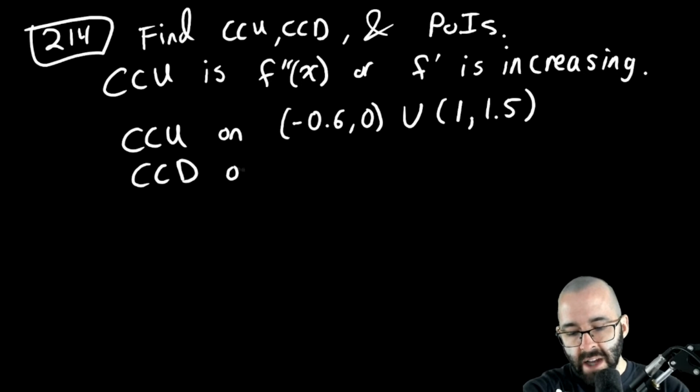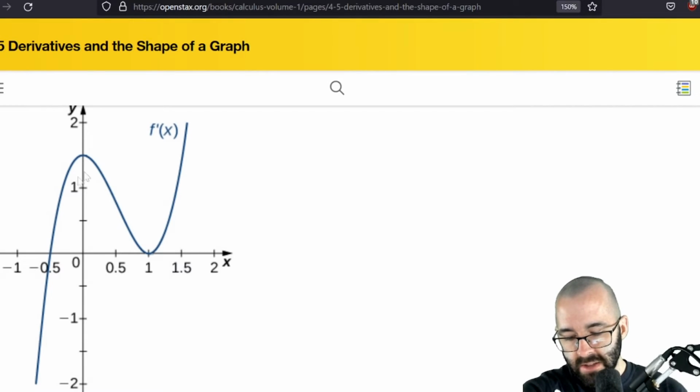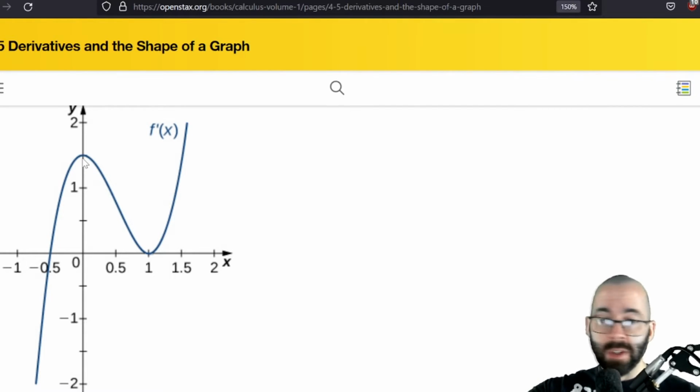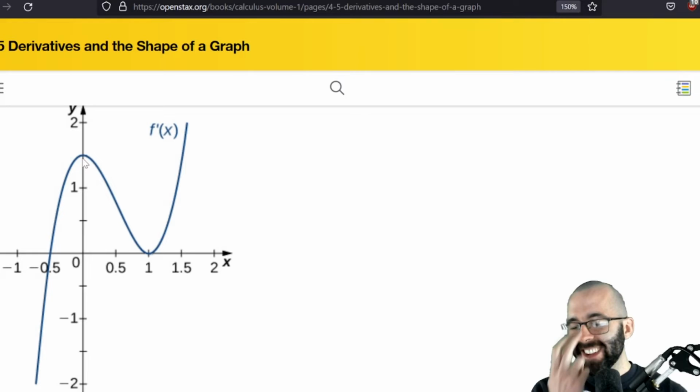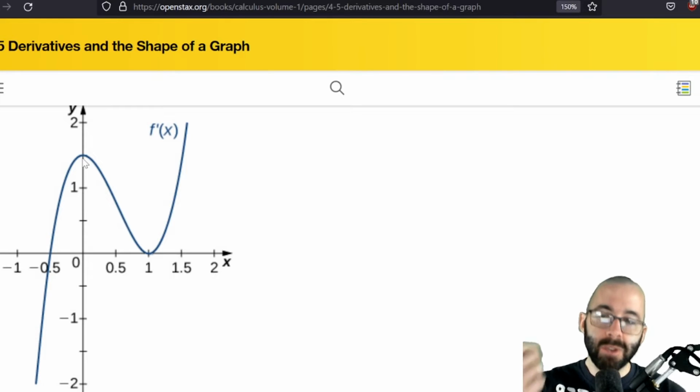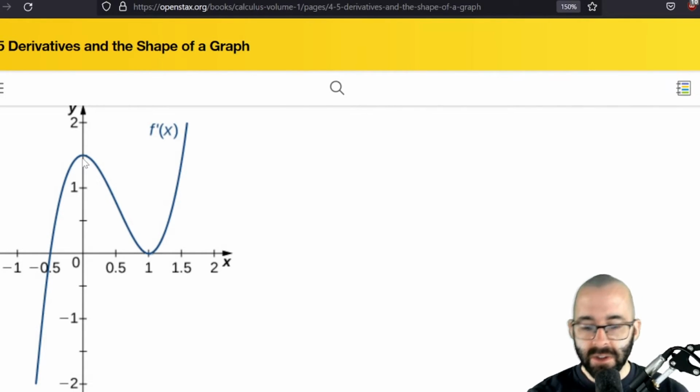Similarly, it's concave down when f prime is decreasing. Again, we're talking about the original function, which we don't know what it looks like. We'll talk about how to find that in Calc 2. The original function is concave down from 0 to 1 because the first derivative, which we do know, is decreasing on that interval.